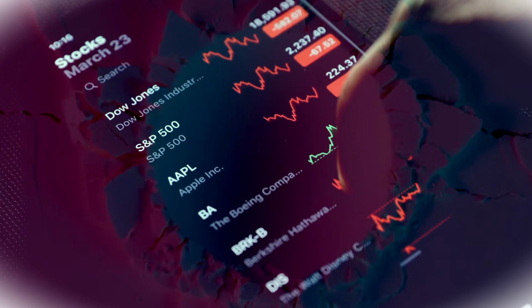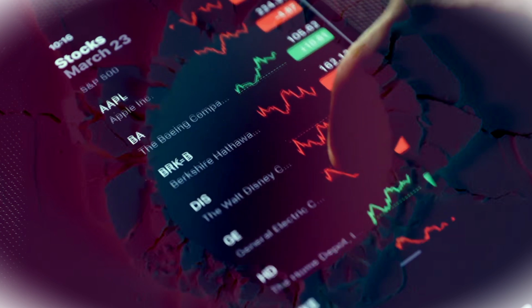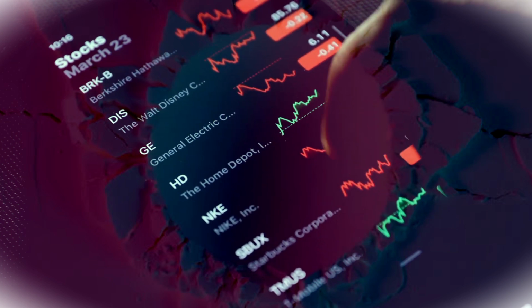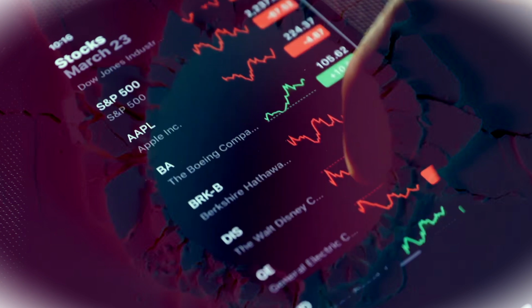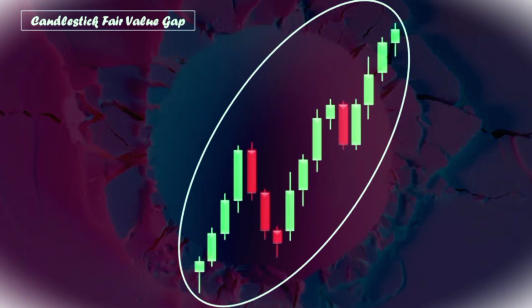Now, let's have a practical application of identifying and using fair value gaps using our real charts so that we can understand fair value gaps well. In a bullish scenario, consider a sequence of bullish candles, as depicted. Start your analysis from the bottom of a series of bullish candles. Identify a 3-candle sequence represented by these 3 green candles by drawing lines from the upper wick of the first candle and the lower wick of the third candle.